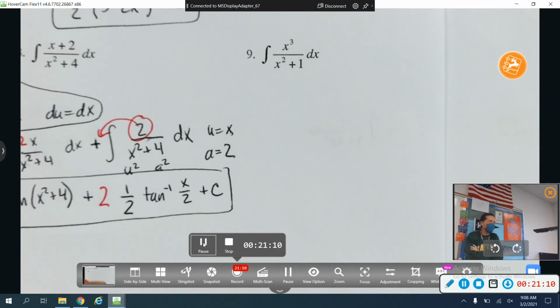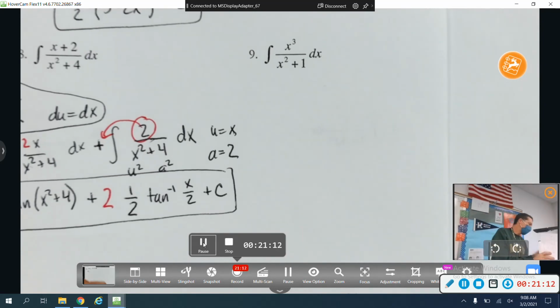How do I handle it, or what am I supposed to do if the top is bigger than the bottom? Not continuous. What do I have to do if the top degree is bigger than the bottom degree? Greater than or equal to. It is division.